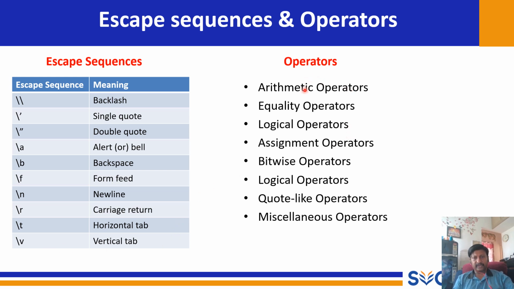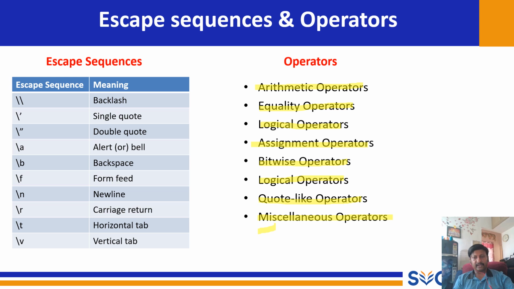In operators, we can find nearly 8 types of operators present in Perl. Number one is arithmetic operator. Number two is equality operator. Number three, logical operators. Number four is assignment operators. Number five, bitwise. Number six, logical. Number seven, quote-like operators. And the eighth one is the miscellaneous operators.